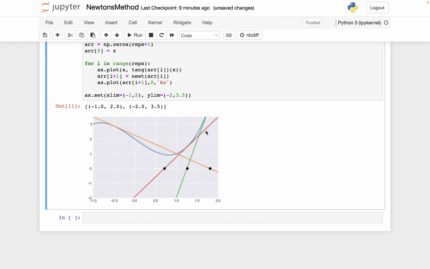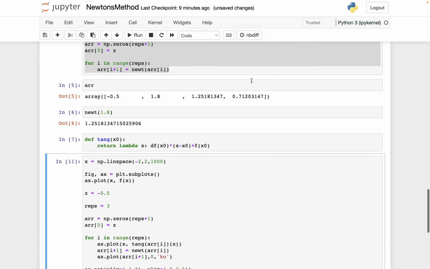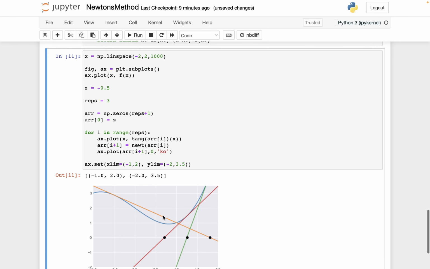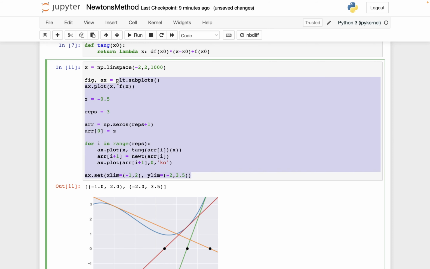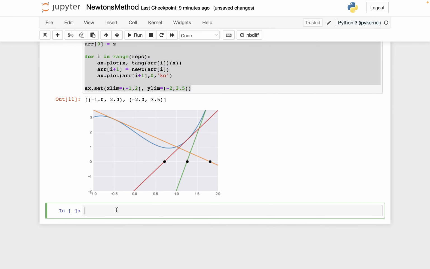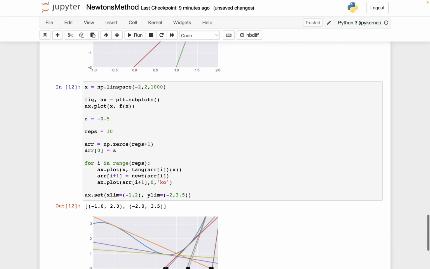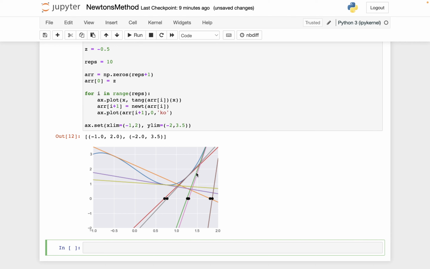And then we draw the tangent line at that 1.25, and we find where that tangent line crosses the x-axis. It crosses here at 0.71. Yep, and this looks like it's about 0.71. If I haven't made any mistakes, I should be able to run this even more times just by changing this reps. So let's go to 10 reps. And you can see that it doesn't seem to be converging on anything in particular. It seems sort of random how this is looking.